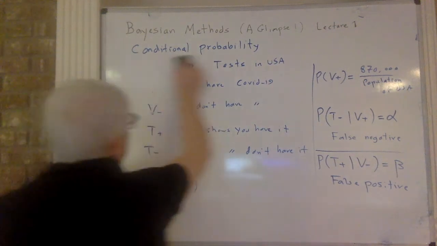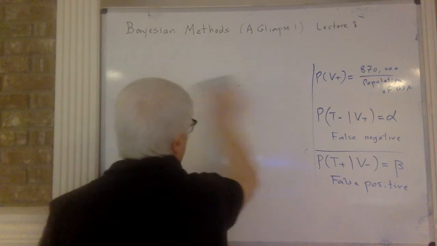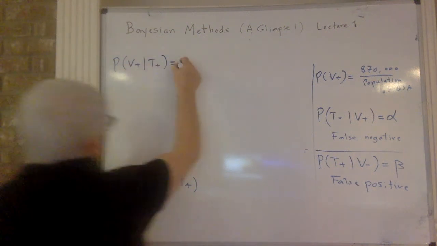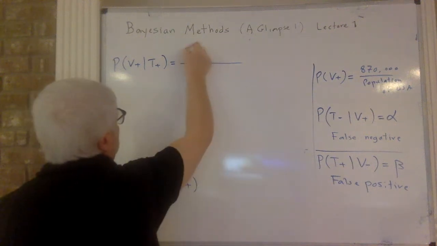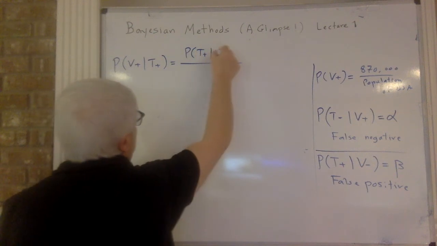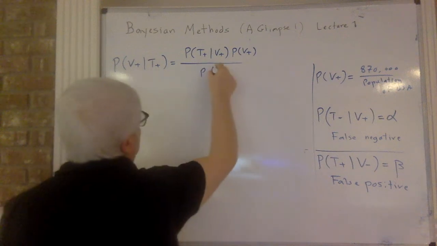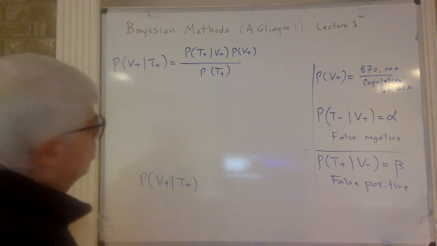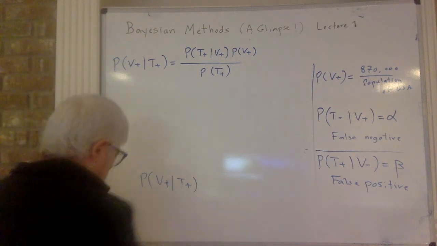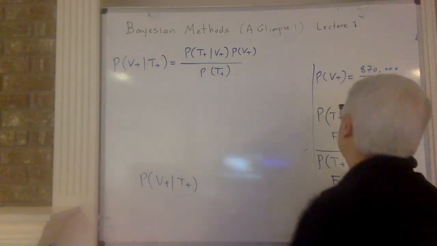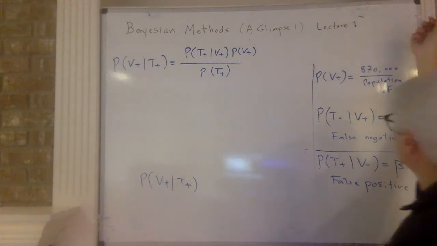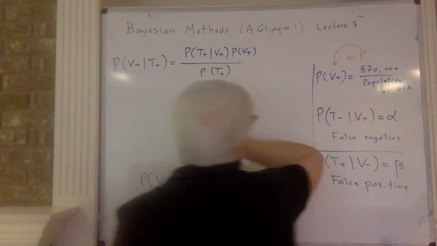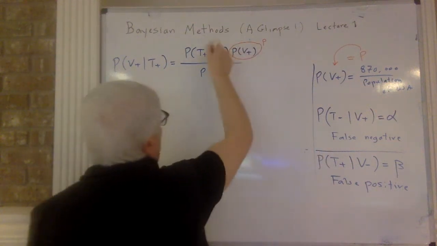So let me write it up here. Bayes comes into the picture, and we know by that we need this: P of T plus given V plus, times P of V plus, over P of T plus. That's one thing we can write like this. Do we have it? Let's look at the information given to me, the things that I know. Let's say that this is P, this guy here. I know this. Do I know this one?